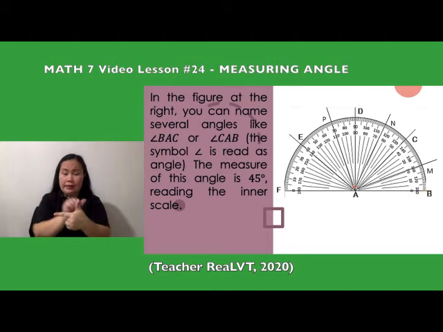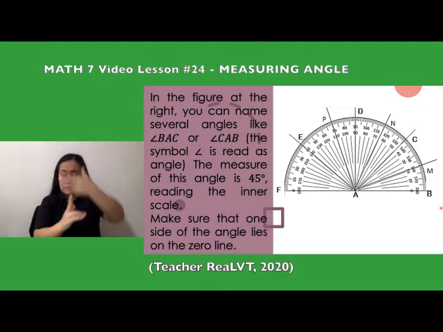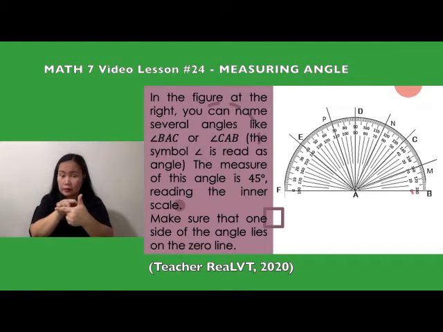So the angle BAC has the measure of 45 degrees using the inner scale dahil dito tayo naglagay ng 0 or ng first line or ray. So since ang line na C or side na C ay naglay sa pagitan ng 40 at 50, that is 45 degrees. Make sure that one side of the angle lies on the zero line. So kapag magdodrawing tayo ng angle, kailangan yung isang ray ay nakalinya sa zero. Kasi may mga protractor na meron pang space dito, so doon sila nagdodraw ng line, so mali po iyon. Kailangan yung ating initial side o yung ating unang ray ay nakalinya sa zero.